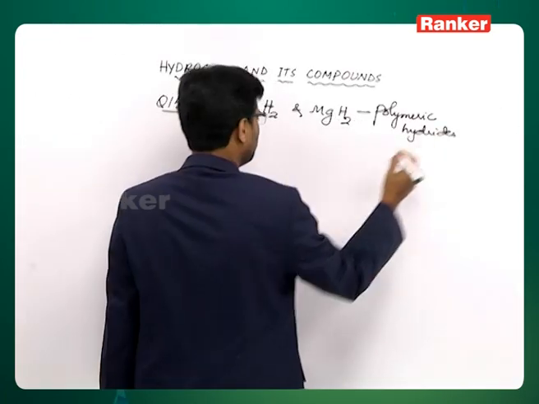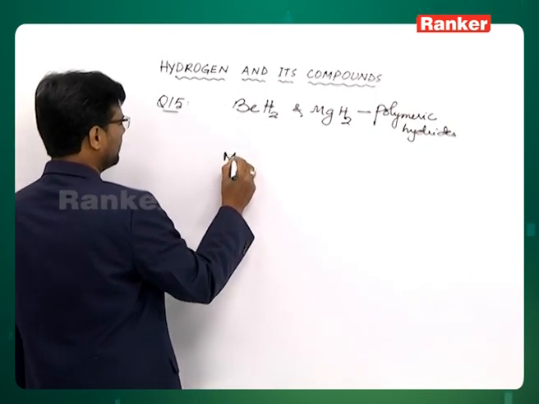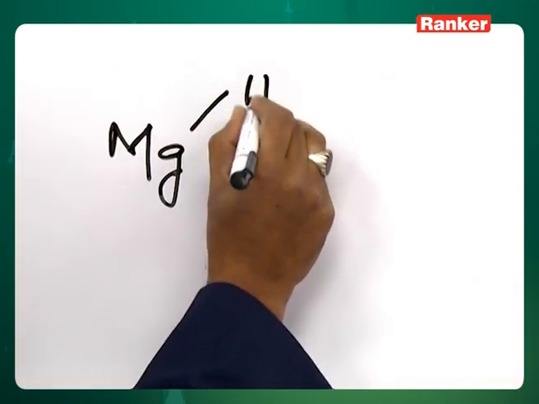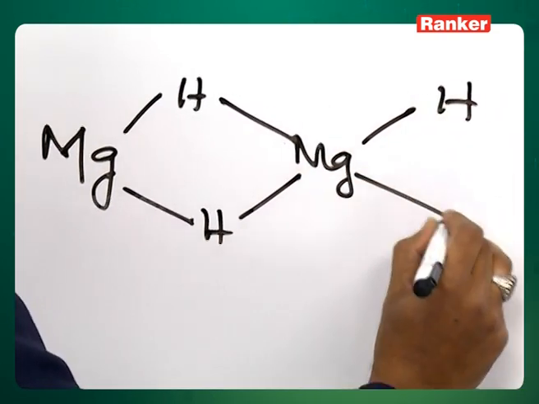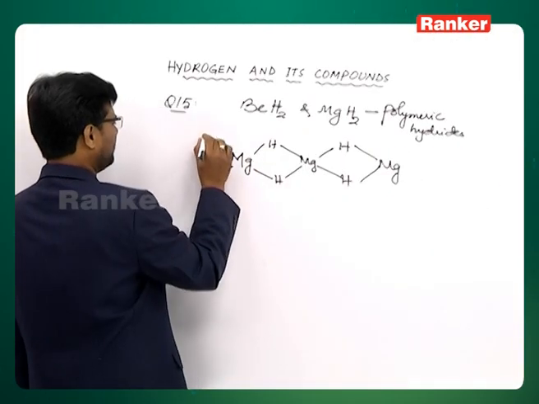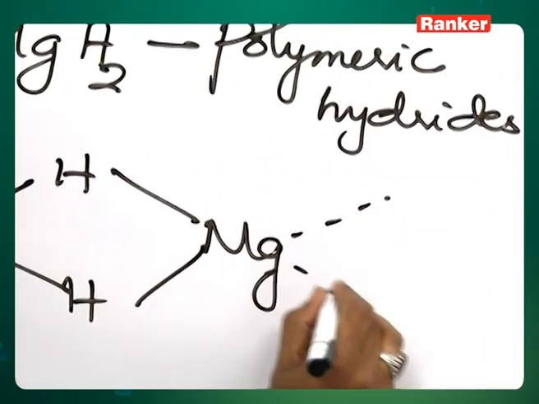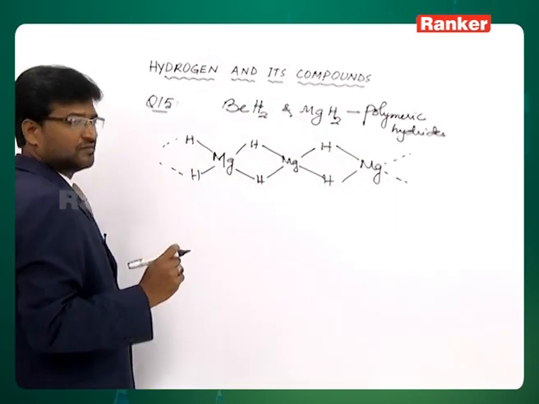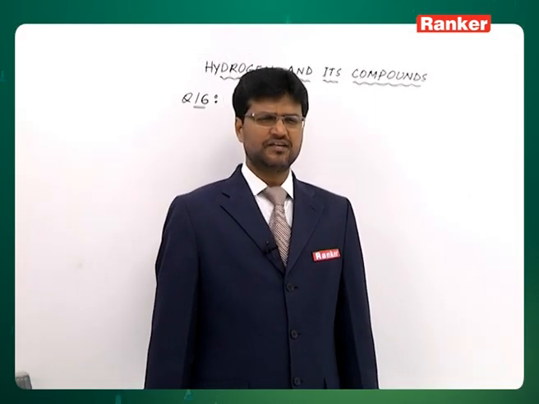They contain 3-center 2-electron bonds, also called as banana bonds or tau bonds. Look at the manner in which they are linked up. This is how the species are linked up, and you get a polymeric hydride of this type. This will continue. So there are two hydrides which are polymeric. Beryllium hydride is one example, another hydride is magnesium hydride.